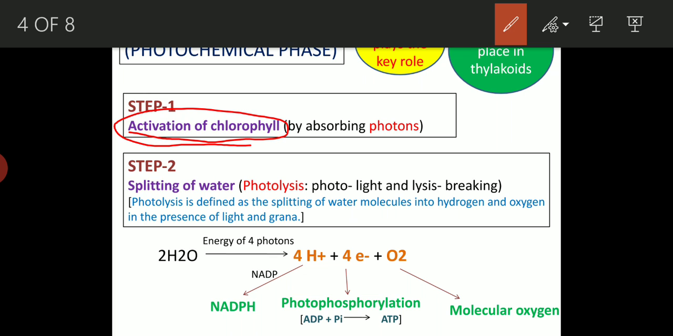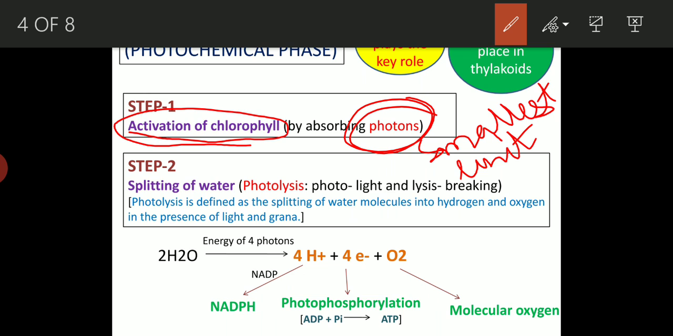See, we know that chlorophylls are present in the mesophyll cells of the leaves. Now, when light energy, that means when sunlight falls on the leaves, that light energy is absorbed by the chlorophyll, and then that chlorophyll gets activated. But what is absorbed? Photons are absorbed. Photons are nothing but the smallest unit of light energy. So a photon gets absorbed by the chlorophyll. Okay, and then chlorophyll gets activated.